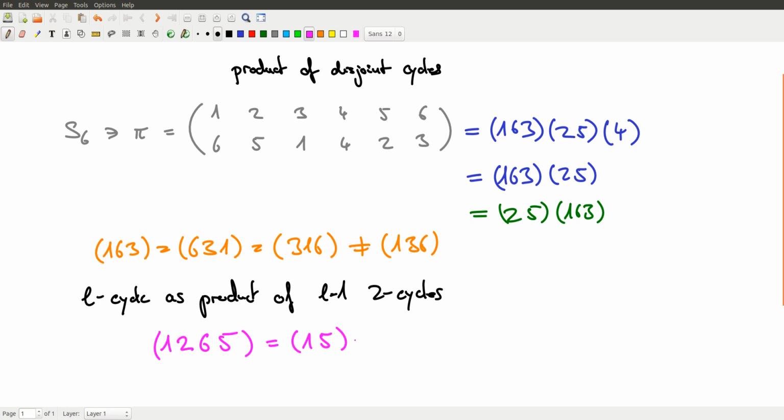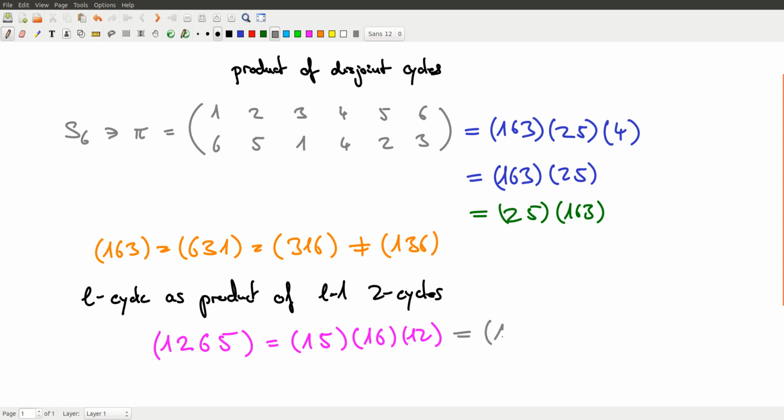(1 5)(1 6)(1 2). And let's see whether this worked. And now we also see how we can calculate with cycles.